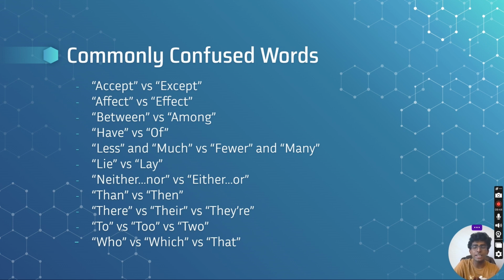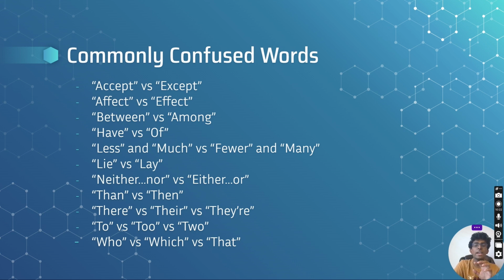Less and much versus fewer and many. You want to use less and much when you're not counting numbers. Fewer and many is when you're doing numbers. Lie versus lay. Lie, like I'm lying down. Lay, I'm laying on my pillow. These are a little interchangeable, but just think about what is the correct word to substitute in the context of the sentence that you're reading. Then we have neither/nor versus either/or. These are always sticking together. Neither/nor is when neither of the options is correct. Either/or, either option, both options could be correct.